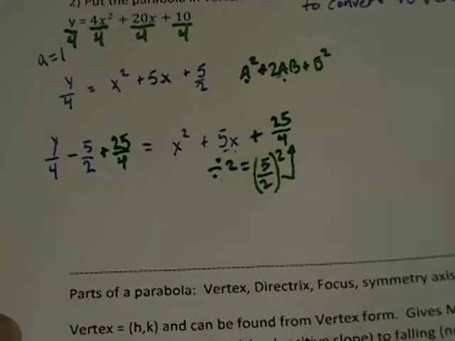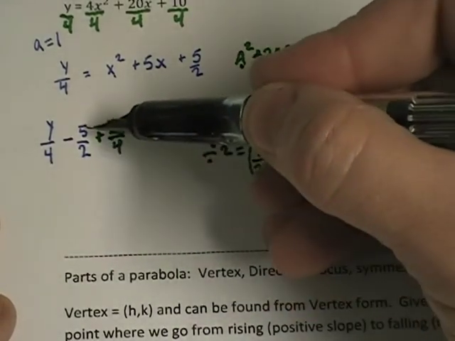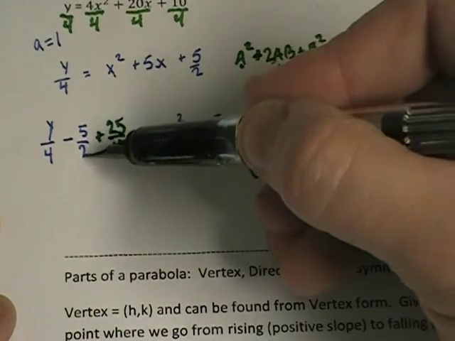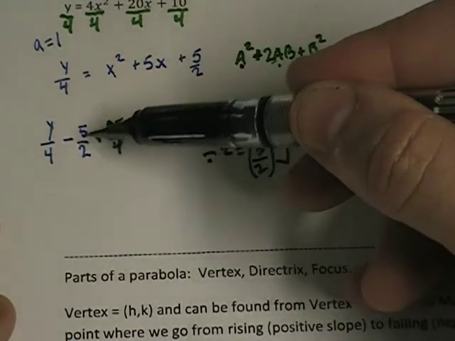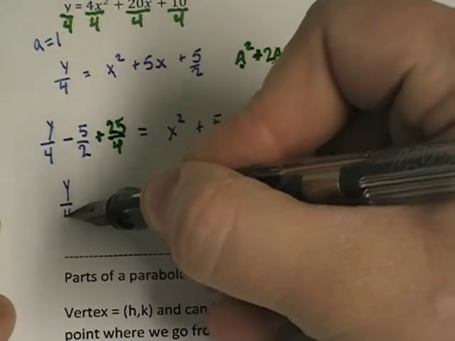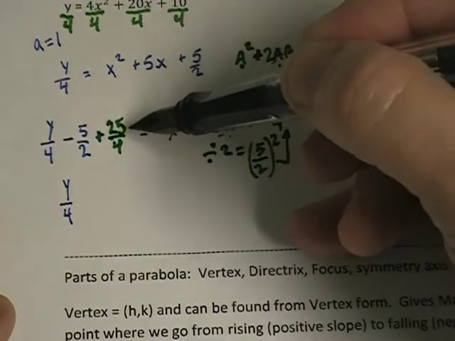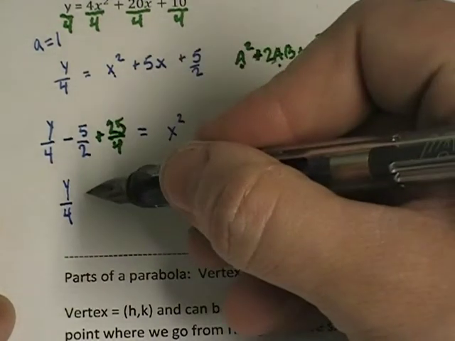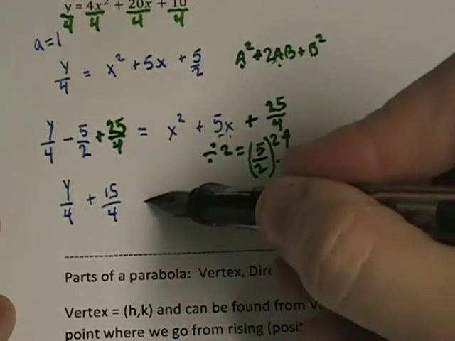Okay? Now, here's the fun part. We're going to combine these two terms. So this is the same as 10 over 4, right? As a matter of fact, we reduced it from that earlier. 10 over 4 plus 25 over 4, and we get y over 4. Actually, it's going to be negative 10 over 4 plus 25 over 4. So negative 10 plus 25 is going to be 15 fourths equals.